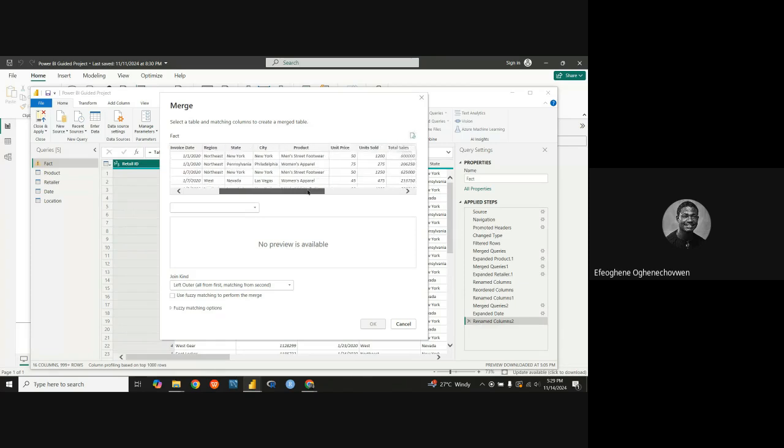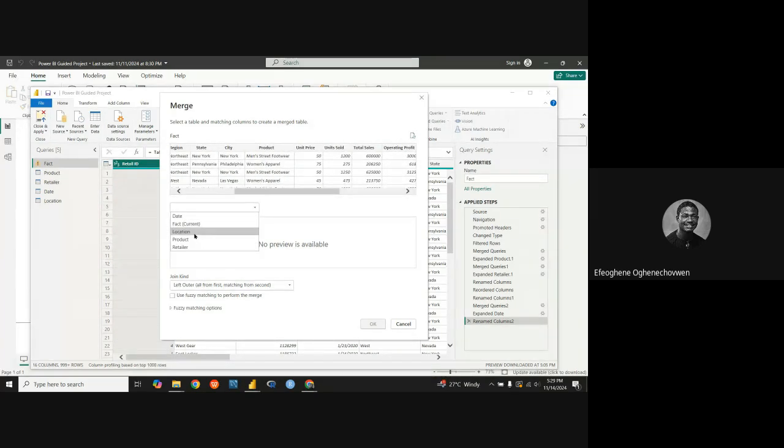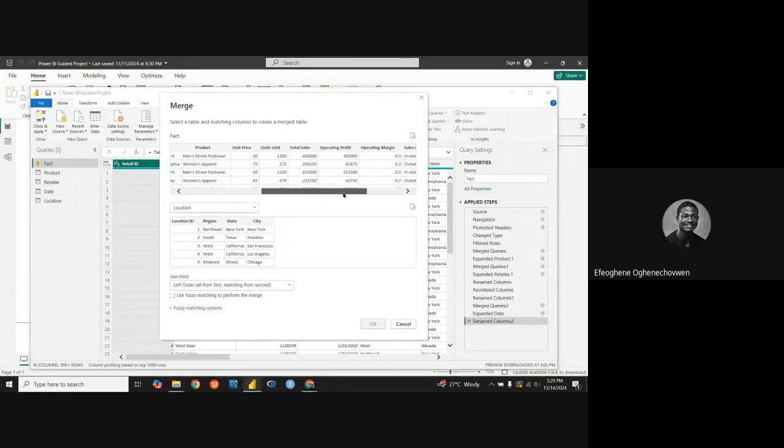All right, so the table I want to merge it with is my location. And since all three are unique, remember we looked at the table, all the entries, all the details are unique. What I mean by unique is that you won't see Northeast New York appearing more than once. Neither will you see West California and Los Angeles appearing more than once. Am I good? Thumbs up, thumbs down if you don't get it.